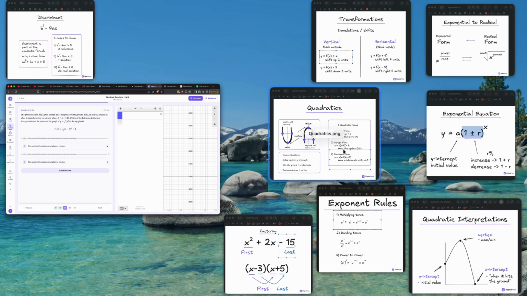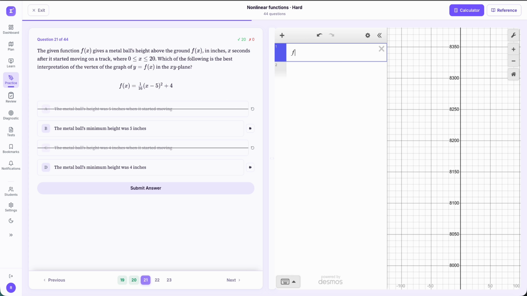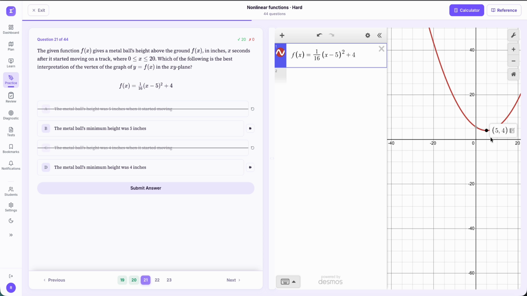This is in vertex form, so you can look at this equation and just know the vertex, right? It's 5, 4. So I know the minimum height's going to be 4, right? Because the 5 represents what x is, right? Which is the seconds, right? But even if you didn't know that, just throw that into Desmos, and then you can click on it, right? Here it is. That's the minimum, right?